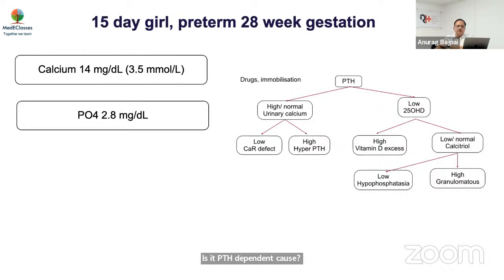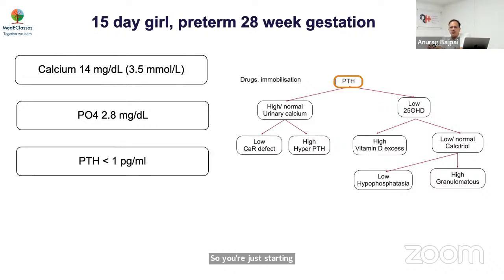So you would expect the PTH to be high in this case. But there is a setting. This is a preterm child. So you have to start thinking of something else also in that. The PTH is 0. So it is not PTH dependent, but still you have low phosphorus and high calcium. So what are the possibilities now?